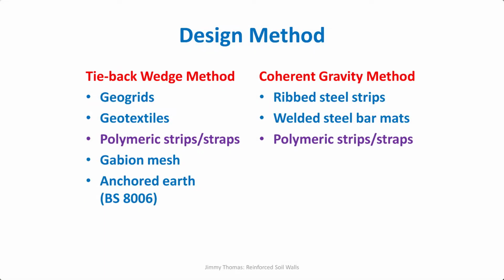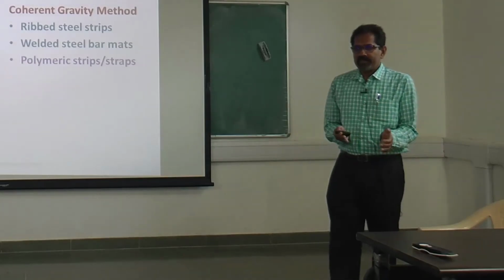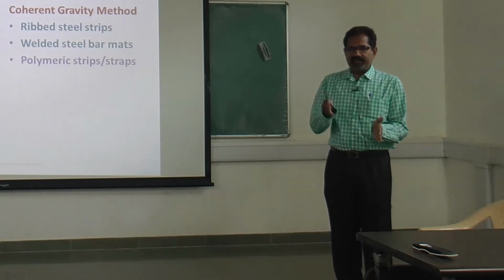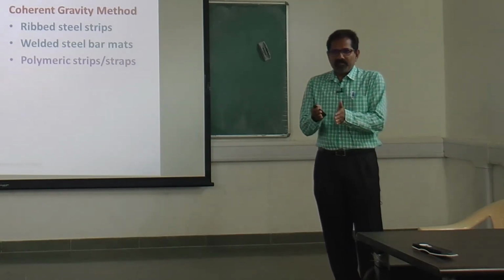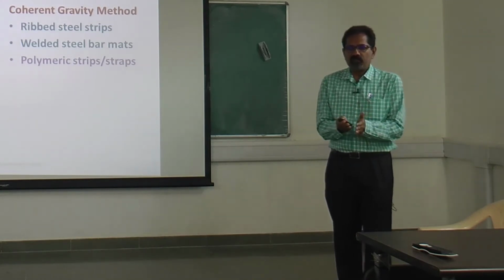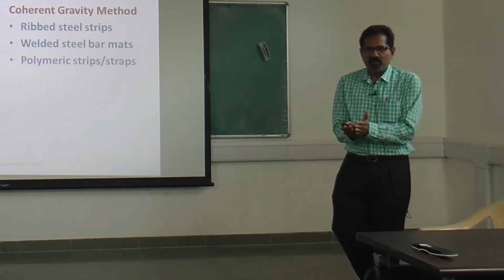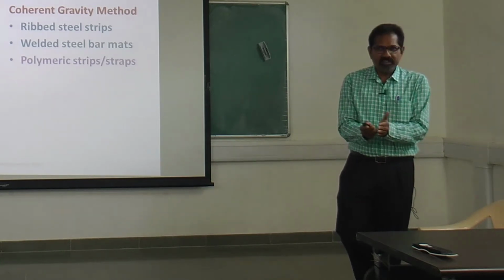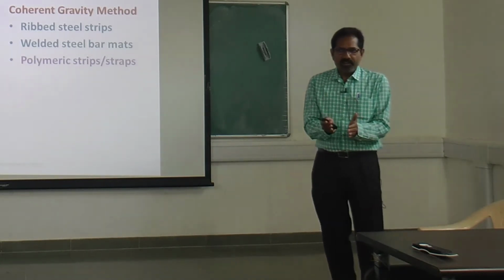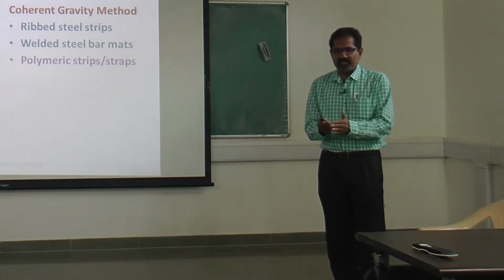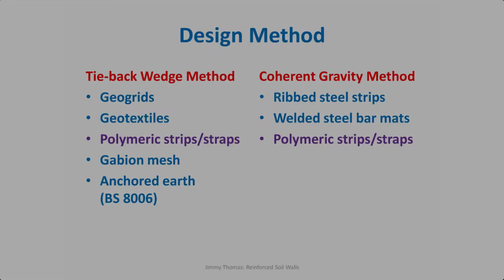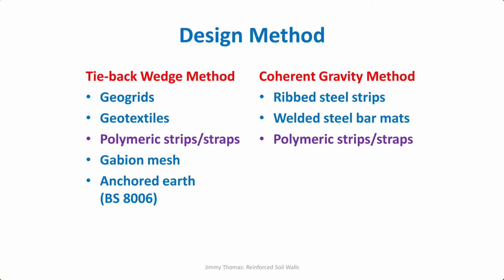And again, if you look at anchored earth, the reinforcement is a metallic steel rod, but it includes an anchor. To develop the passive resistance, we know active earth pressure is mobilized at small movements, whereas passive earth pressure is mobilized at relatively large movements. So for the anchor to develop adequate pullout resistance, significant deformation has to occur. So again it implies the tie-back wedge method. Then coherent gravity is used for ribbed steel strips, and probably the bar mats are also done with coherent gravity.